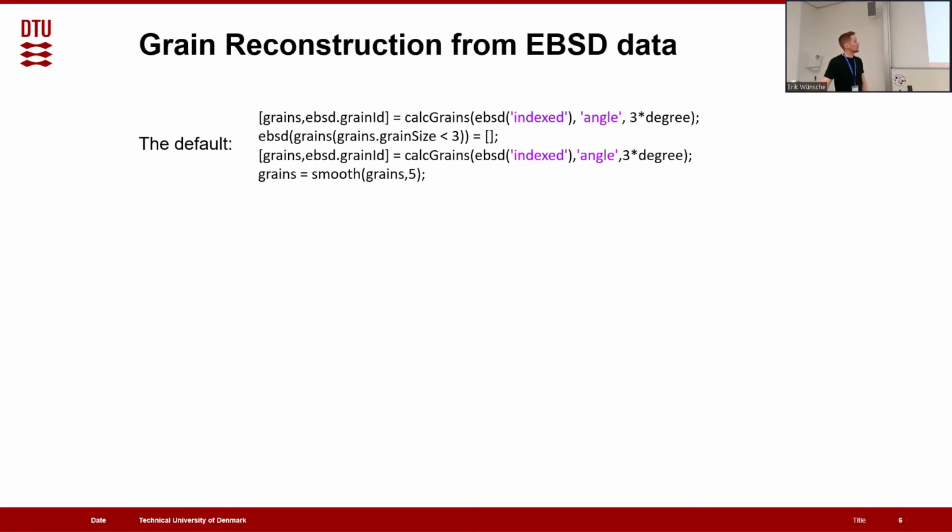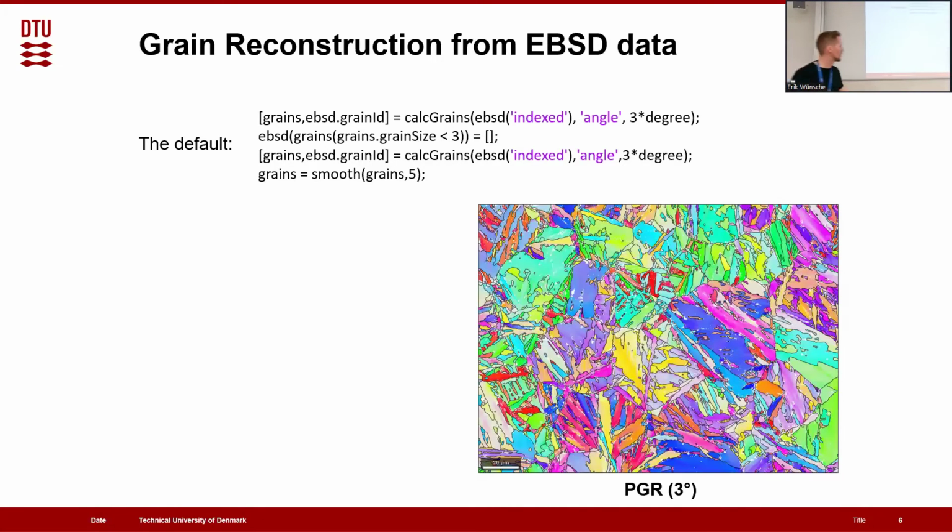So let's start with the first step, which is child grain reconstruction. And a lot of MTEX users are familiar with these 4 lines, which basically means we reconstruct the grains with a threshold value of 3 degrees, take out all the grains that are pretty small, and then take the remaining data to reconstruct the grains again. In the end, we might want to smooth the boundaries a little bit, and voila, we have reconstructed grains. And this just visually looks quite good, right?